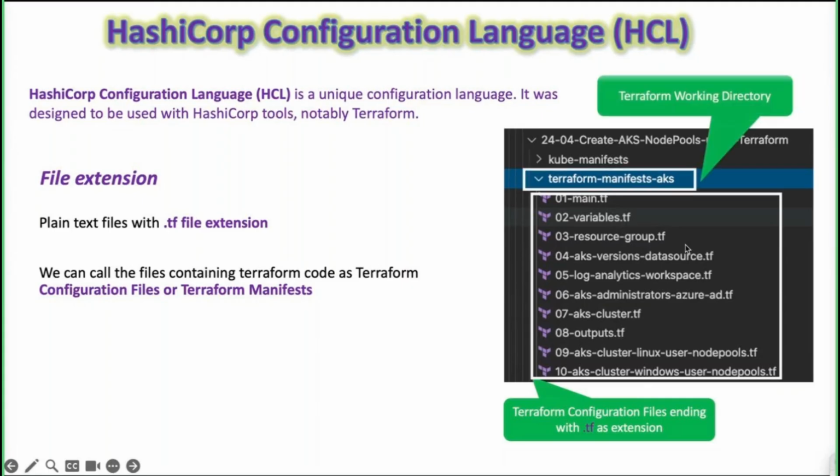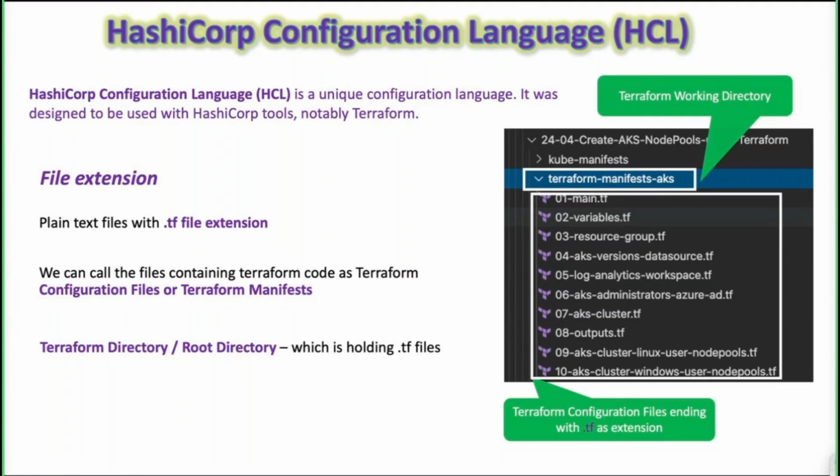And this is a very important one, the Terraform working directory. What is the Terraform working directory? The directory or folder which has all the tf files is called the working directory, also called the root directory. Got it? So from now onwards, if I say root directory or working directory, you need to understand I'm referring to the folder which has all the tf files. Here the working directory is terraform-manifests-aks, the root directory, because this folder has all the tf files. And as you see, the file name can be anything, but the only thing is the file name should have the extension .tf.